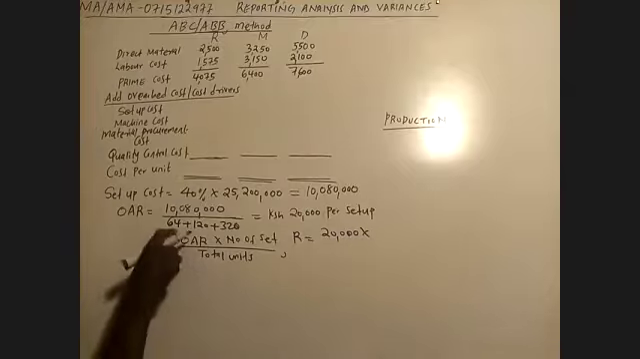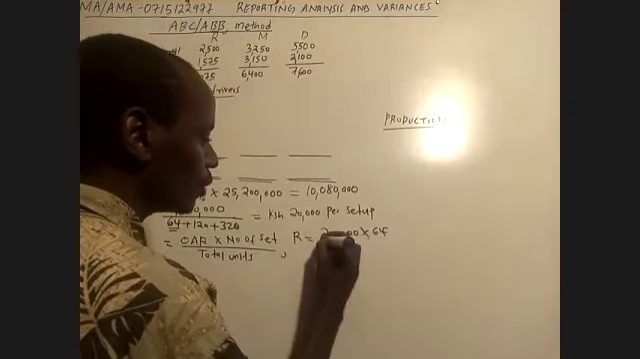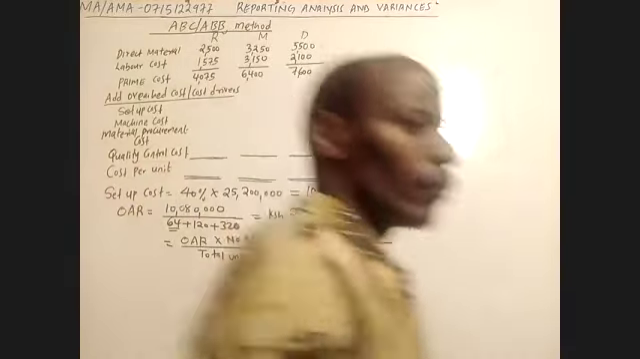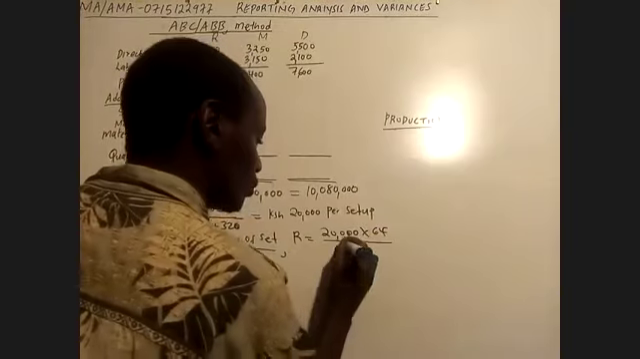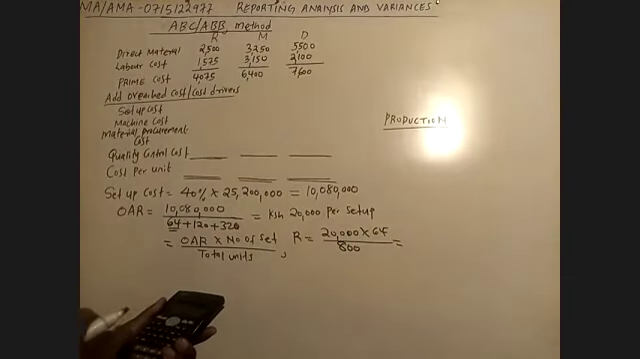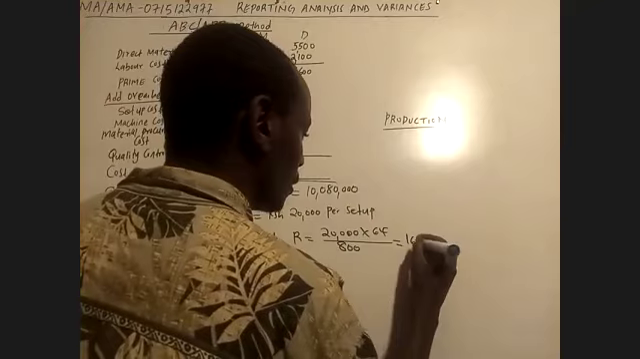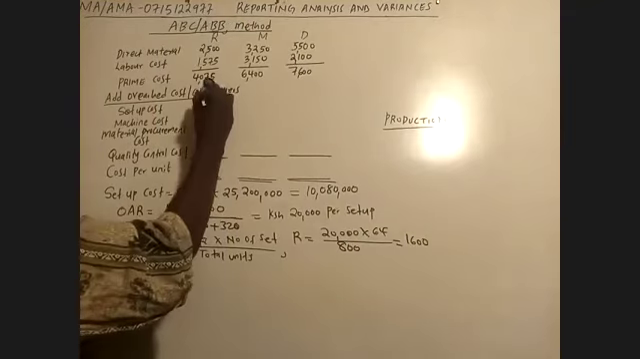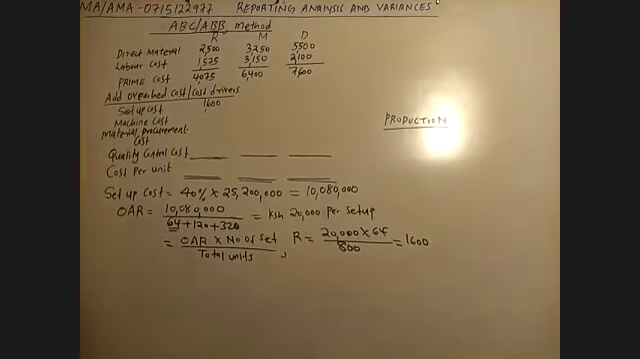Remember the number of setup. So ya R is 64. We divide it with the total number of units. Total number of units pale juu ilikuwa ni 800. Inakuwa ni 20,000 times 64 divided by 800, which is 1,600. Hii unakuja unaweka hapa setup cost 1,600.